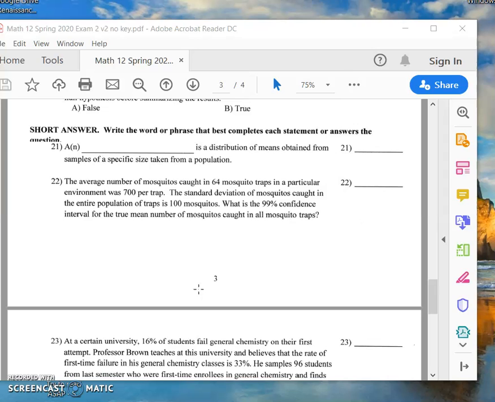So that's my sigma, right? So they're kind of giving you a big clue there that the population sigma is known, and that's 100. What is the 99% confidence interval for the true mean number of mosquitoes caught in all mosquito traps?